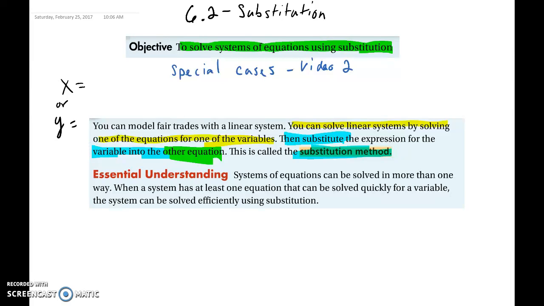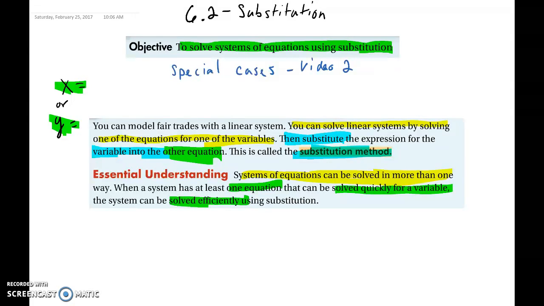What I want you to understand throughout the first 3 sections of this chapter is that systems can be solved in more than one way. There's not just one way of solving systems of equations. We've gone through graphing so far. Now we're going to do substitution, and then there's one more method called elimination later, and you need to be able to identify which one's the best for you. You know you want to use substitution when one equation can be solved quickly for a variable, so that we can easily say x is equal to or y is equal to. That's when substitution would be the most efficient, the quickest way of solving.